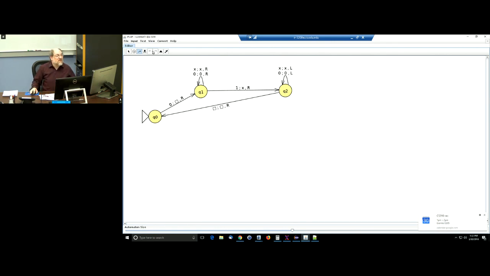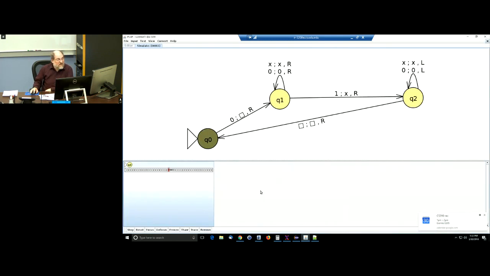All right, let's run that much and make sure it actually works. So again, we'll do 0, 0, 0, 1, 1. And looking at a 0, I erase it, move into Q1. Now I simply step to the right without changing the input, step to the right without changing the input. Now I'm looking at the 1, so I'll overwrite that with an x, and I'm in Q2.